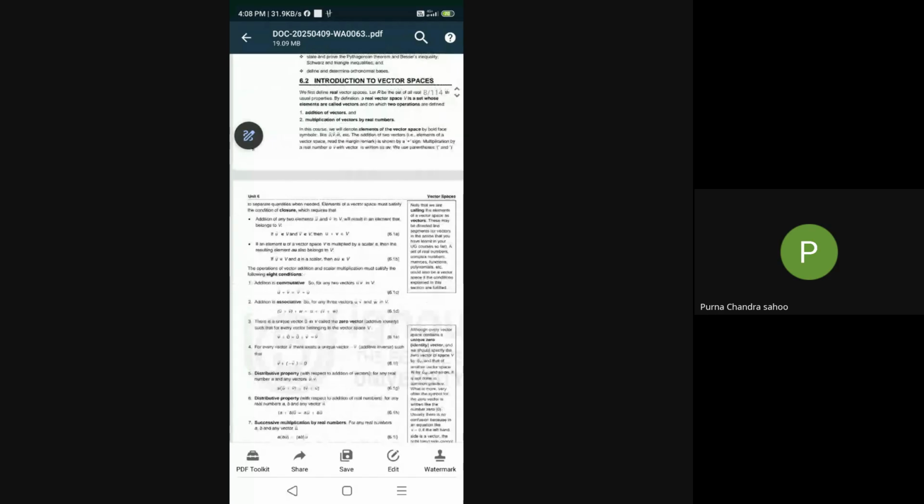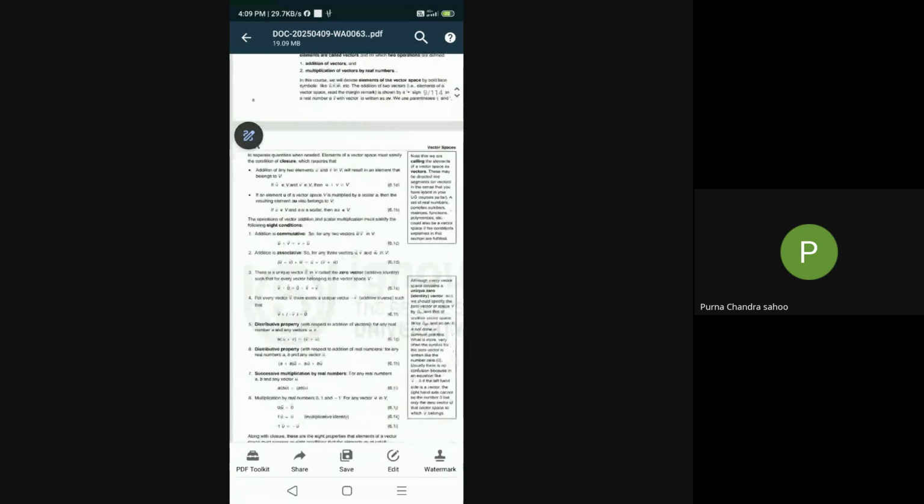So we use parentheses to separate quantities whenever needed. And elements of a vector space must satisfy the condition of closure, which requires that addition of two elements U vector and V vector in a real vector space V will result in an element that belongs to V. So if U vector belongs to V and V vector belongs to V, then U plus V vector also belongs to V, that is the real vector space.